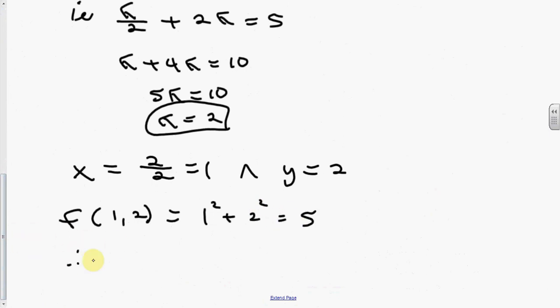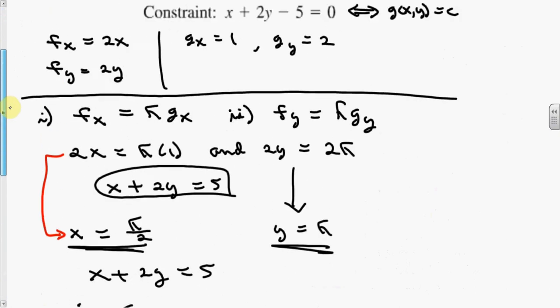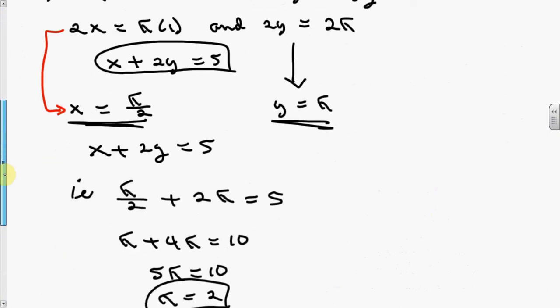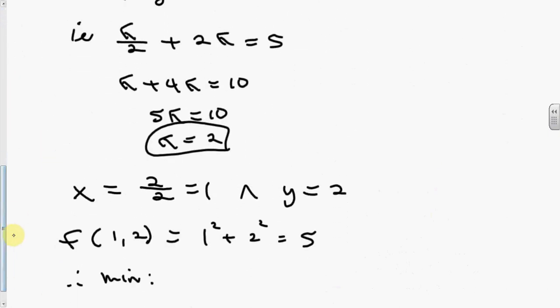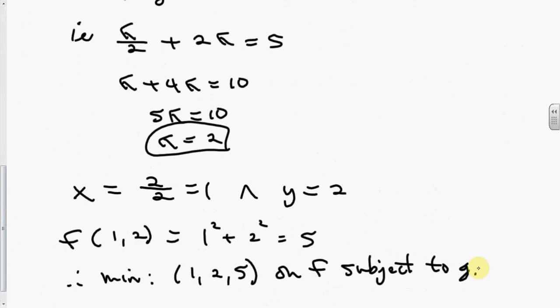And so again, the problem is rigged. It told you you're looking for a minimum. You only have one point to choose. That is the point 1 comma 2 comma 5. So we have a minimum here at the point 1 comma 2 comma 5. This is the minimum of f subject to g. Okay.